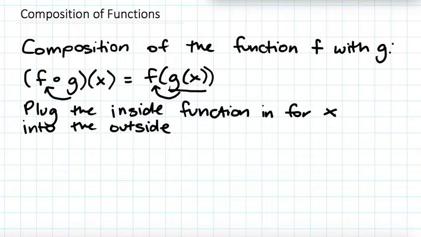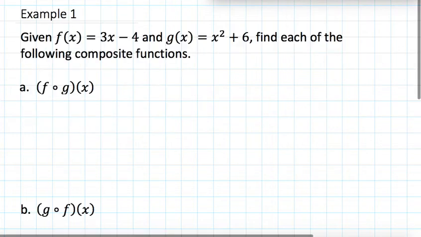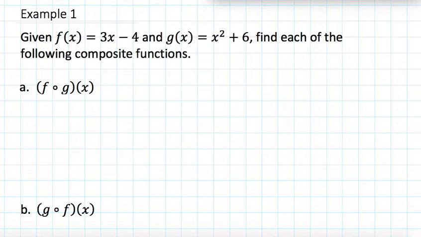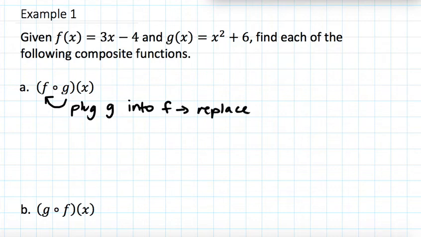So we're going to look at some examples here that should make it a little bit more clear what we're doing. We're going to start with example 1. So we have f of x equals 3x minus 4, g of x equals x squared plus 6. And first we want to find f circle g. So for this one, I'm going to be plugging g into f. And so what that means is that g is x squared plus 6. I replace the x in f with x squared plus 6.